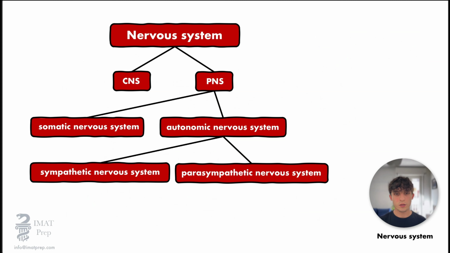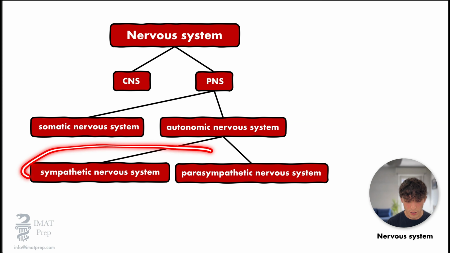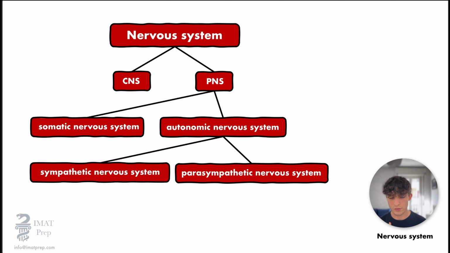So far, so good. Then remember that we had divided the nervous system into different parts. So central nervous system, peripheral nervous system, which divided into somatic nervous system, and autonomic nervous system, which divided into sympathetic and parasympathetic nervous system. And remember that these were motor branches, not sensory branches.